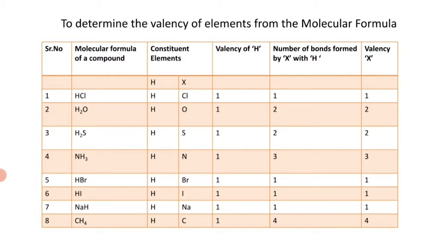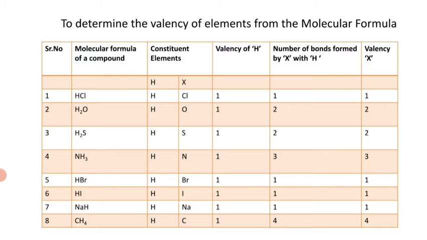We can determine the valency of the elements from the molecular formula. For example, if the compound is HCl, the valency of hydrogen is 1, valency of chlorine is 1. One atom of hydrogen is chemically joined with one atom of chlorine. So both of them have the same valency, that is 1. We have one atom of hydrogen and chlorine joined to each other.